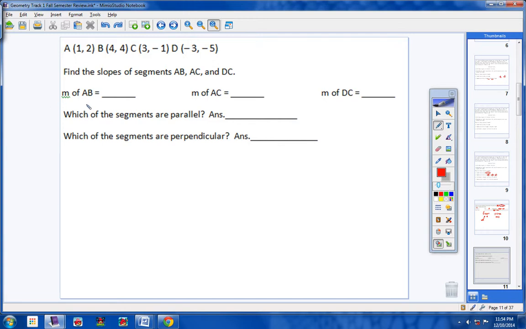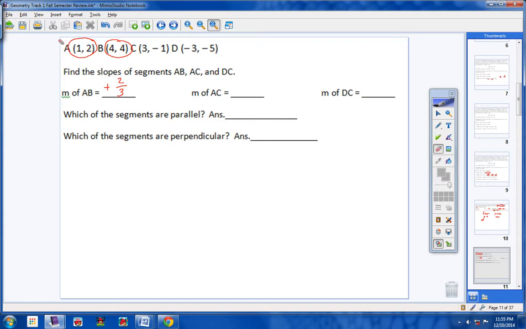Okay, here we go. We're going to find the slope of AB. So we're going to use this point and this point. Remember how to find the slope? Y minus y over x minus x. You will need to know that for your test. This formula right here. Okay? Alright, y minus y, 2 minus 4. X minus x, 1 minus 4. 2 minus 4 is -2. 1 minus 4 is -3. Negative over negative is positive. Positive 2/3 is the slope.